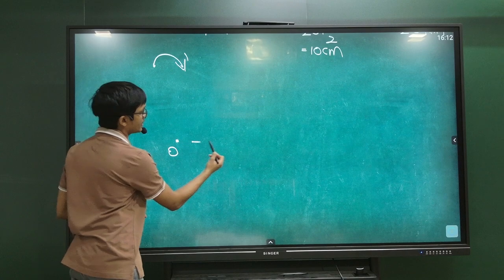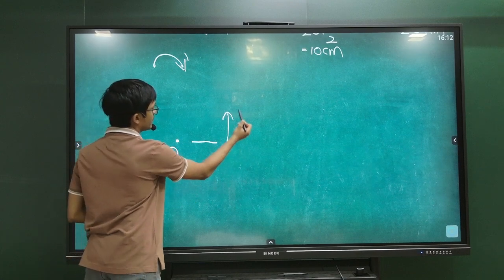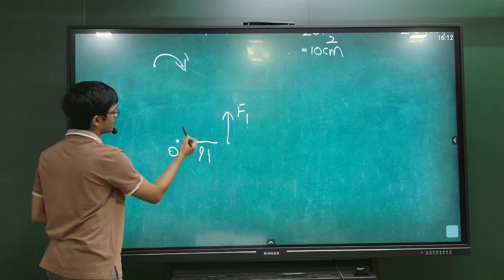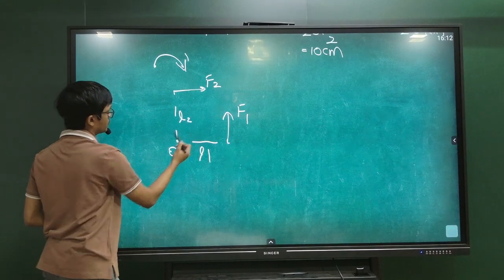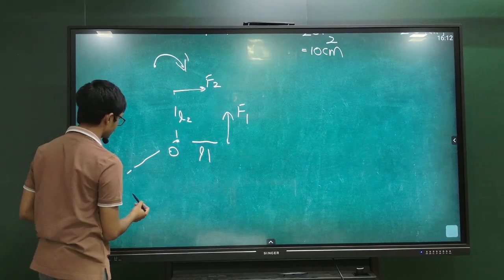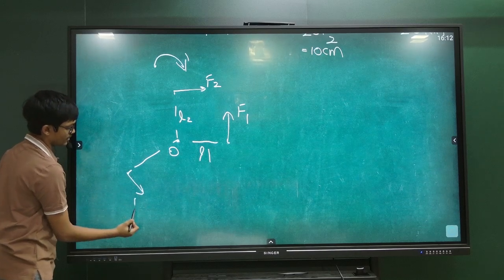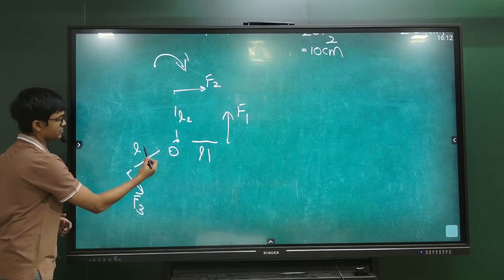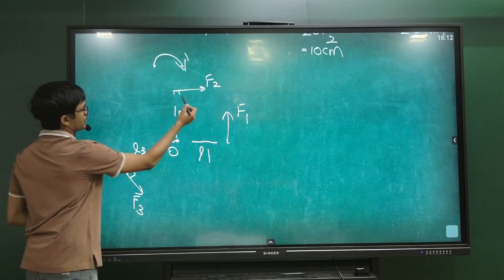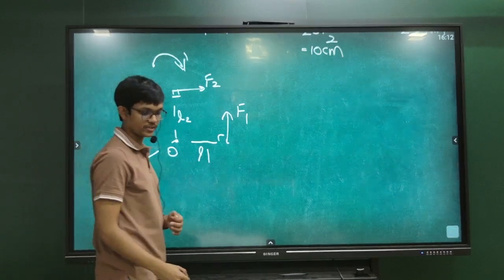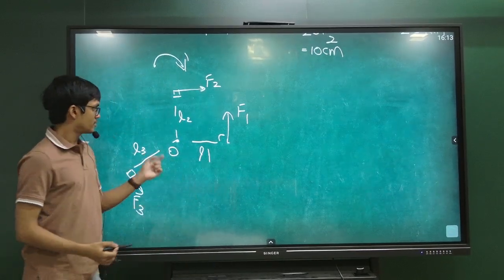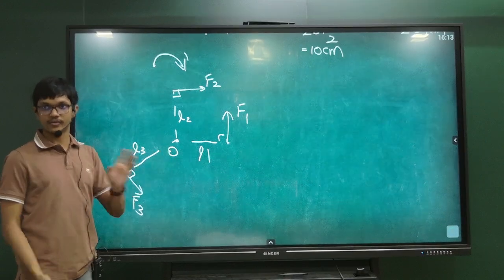So as I said, what can we do then? When you have a network of forces, F1, L1, F2, L2, F3, L3, what is the resultant moment here? First, write the point, okay? Write the point.